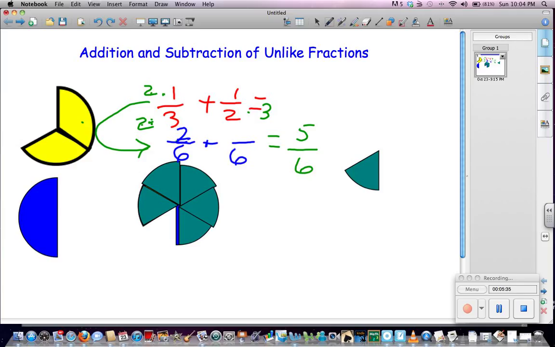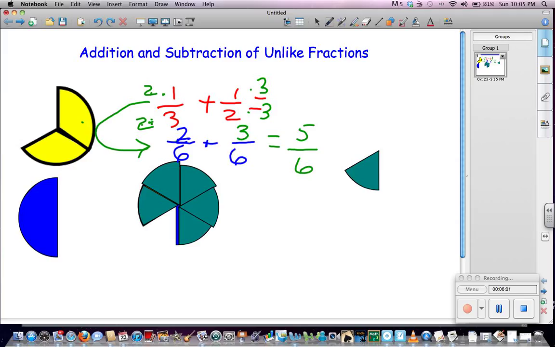So if I multiply 2 times 3, what do I need to do to my numerator? I multiply it by 3 as well. Whatever I do to one side, I need to do to the other. Whatever I do to the denominator, I can do to the numerator. So 1 times 3 is 3. And so 2/6 plus 3/6 becomes my new equation.